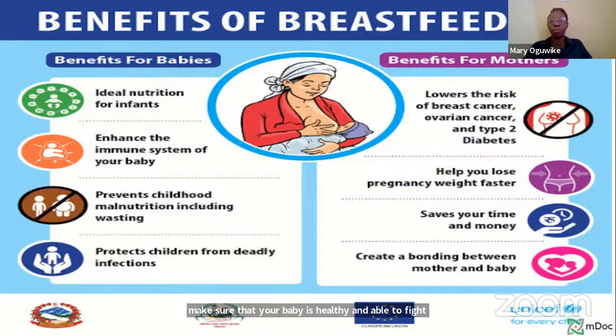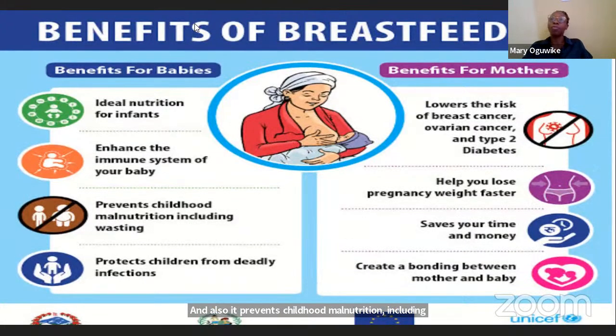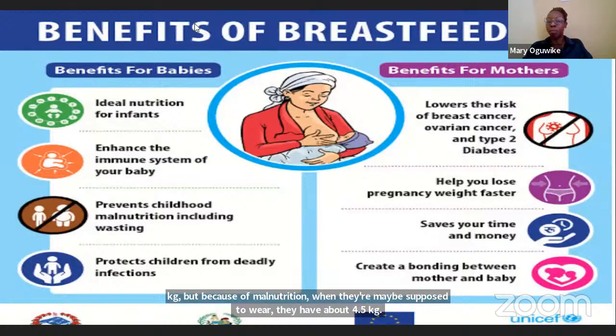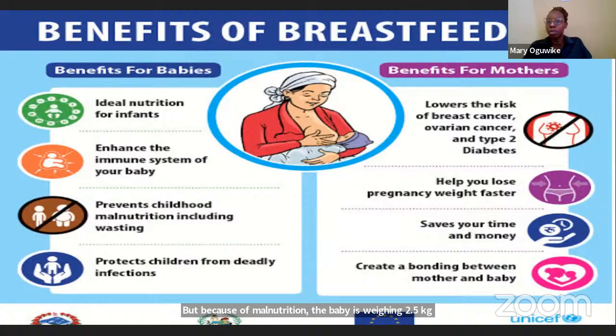And also, it prevents childhood malnutrition, including wasting, that is a low weight for height. For example, if your baby is let's say 2 months old and your baby is supposed to weigh maybe about 4.5 kg, but because of malnutrition, your baby is weighing 2.5 kg. Now, when you breastfeed your baby, it prevents this, because breast milk will also provide proteins in the adequate amount to prevent wasting. And it also protects the child against infections.